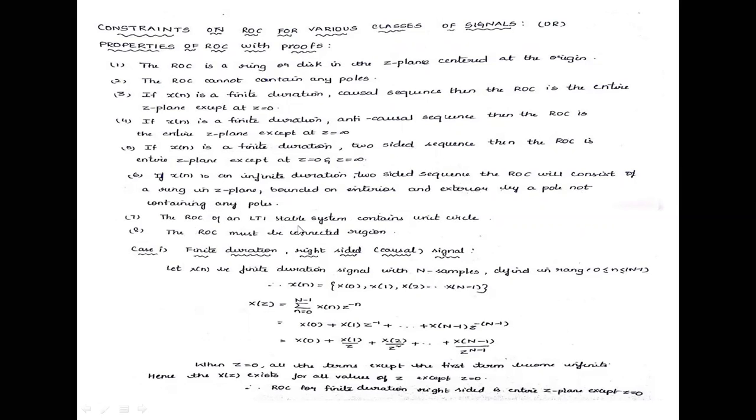And the ROC of a linear time-invariant stable system contains the unit circle. For a stable system, a left-sided sequence is inside the circle, the interior, nothing but anti-causal. The anti-causal is a stable system, simply we can say.